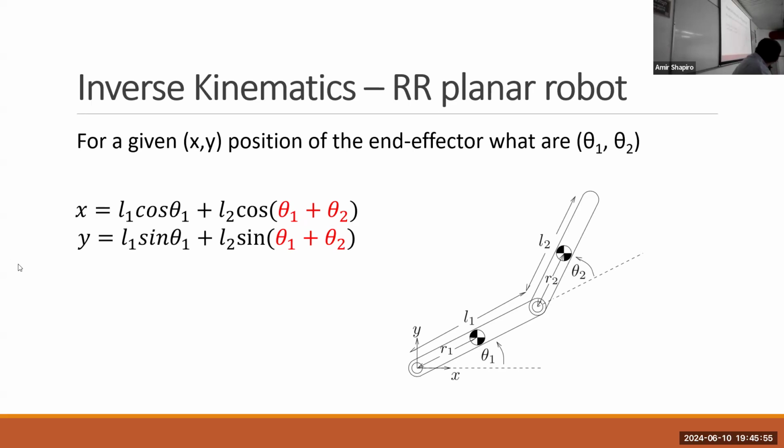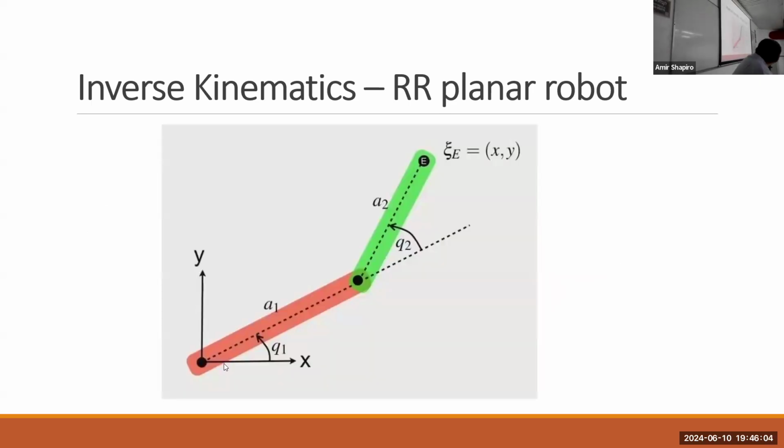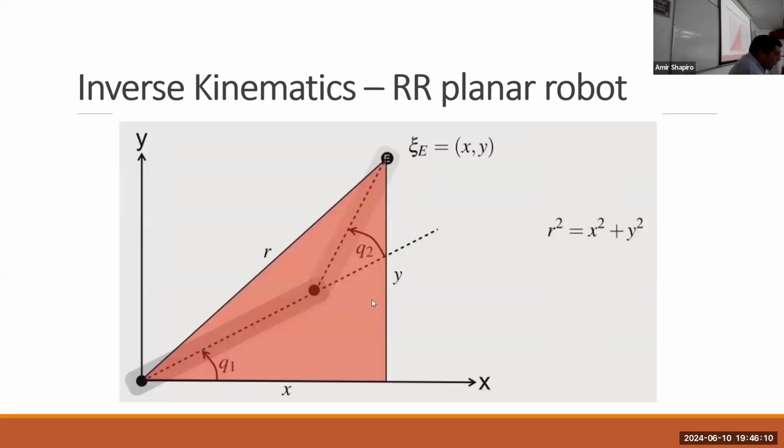And now the question is, for a given x, y of the end effector, what should be θ1 and θ2? And how do we find it? So this is the drawing. And we do something like this. First, we know x and y, and we want to know what are q1 and q2, or θ1 and θ2. So we draw this triangle from the origin to the end effector. And the end effector x and y, we know the position.